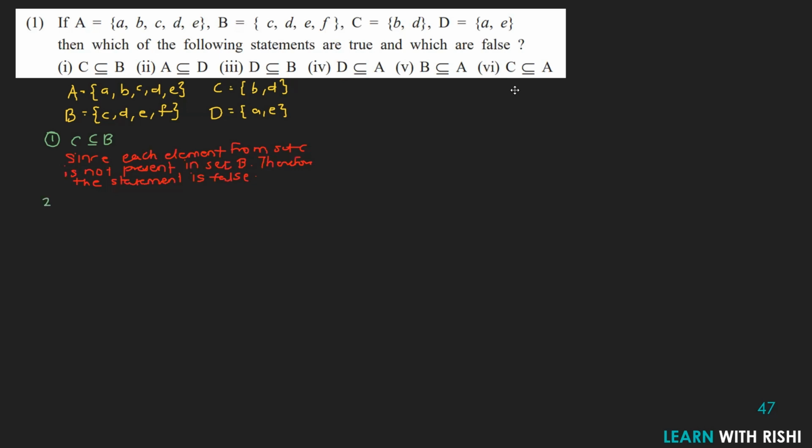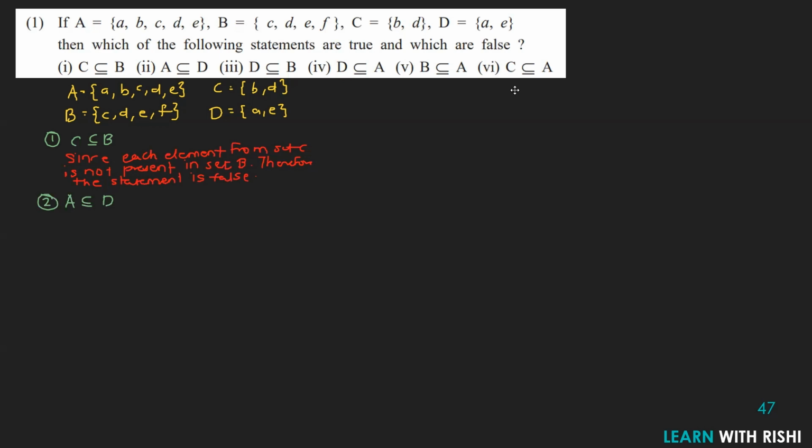Question number 2. A is a subset of D. It means that every element in set A must be present in set D. So elements present in set A are A, B, C, D, E, and elements present in set D are A and E. So if you observe, every element of set A is not present in D. So again, this statement is false.